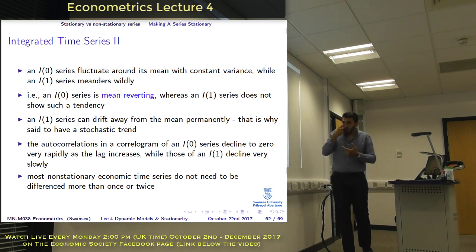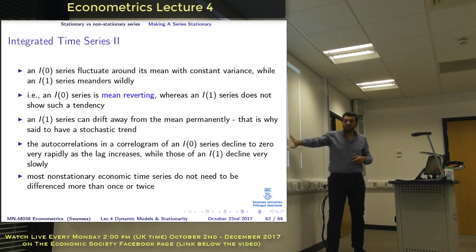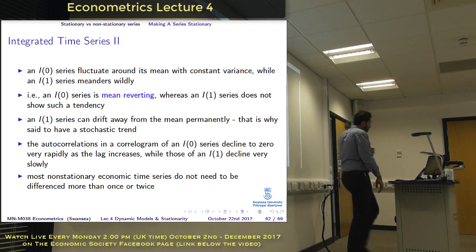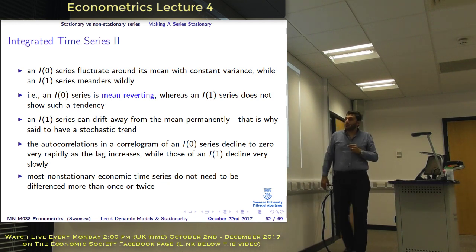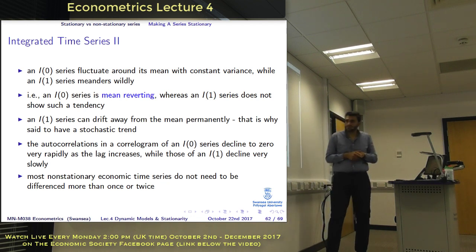The autocorrelations in the correlogram of an I(0) series decline to 0 very rapidly as the lag increases, while those of an I(1) series decline very slowly, and we show this in the first example.